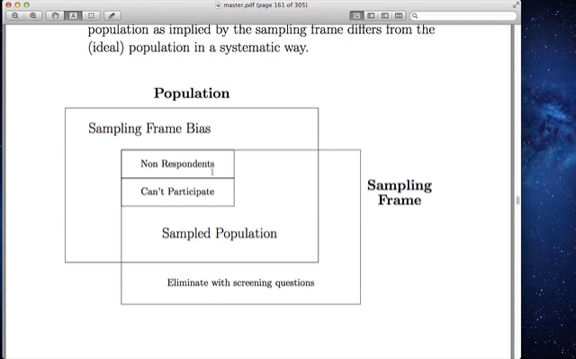Now there are two little boxes that we've omitted, and to be honest, I probably should have made these big boxes because they're often quite large. The first of these boxes is the non-respondents. There could be a whole lot of names on this list that we call up and can never get a hold of. In real life, that non-respondent portion is often three-quarters of your sampled population. So that box should be three-quarters of the sampled population, because I just can't get a hold of them, or they won't respond.